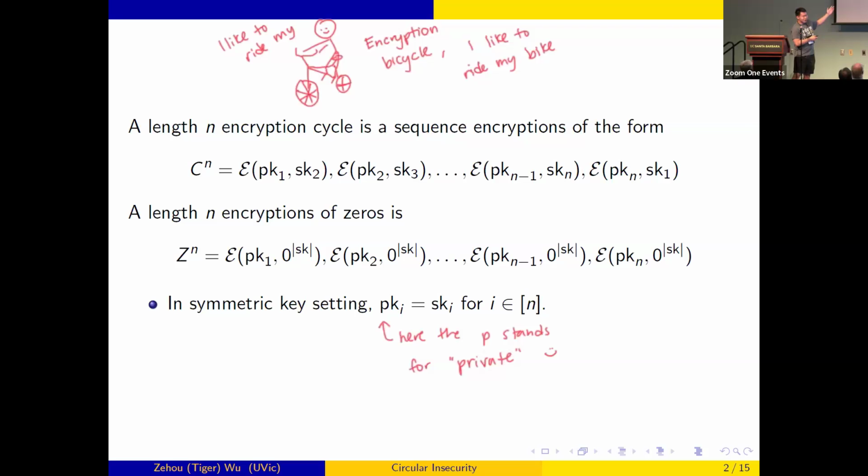We begin by defining what a length-n encryption cycle is. A length-n encryption cycle uses n keys such that the first public key encrypts the second secret key, and so on until the nth public key encrypts the first secret key. And a length-n encryption of zeros is just encrypting zeros.